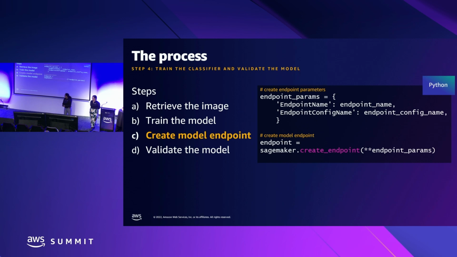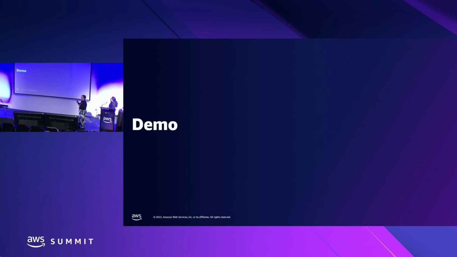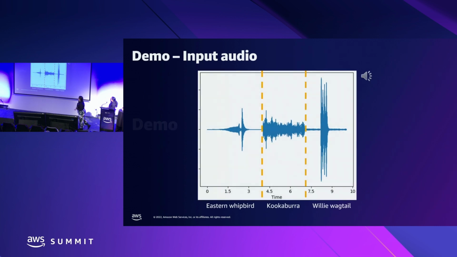Now it's the most exciting step, which is the validation of the model. So let's take a look at that. Yeah, so we've chosen the most exciting part to be the demo. So we're going to walk through a bit of a demo of how you can run inference with that created model endpoint. So for the demo, I've made a bit of a Frankenbird call. So I put together 4 seconds of eastern whipbird, 3 seconds of kookaburra, and 3 seconds of woolly wagtail to see how the model performs with the classification. So let's have a bit of a listen.